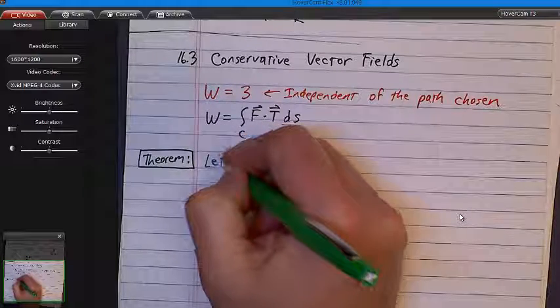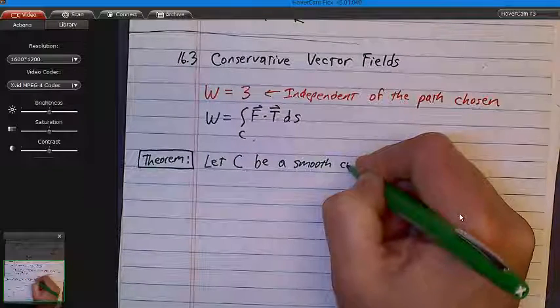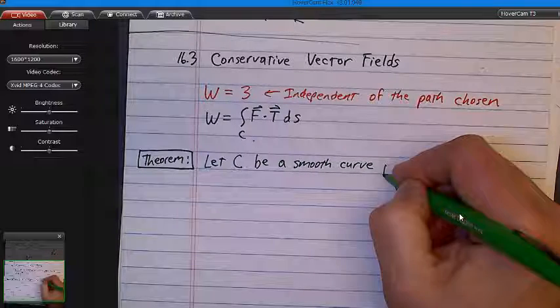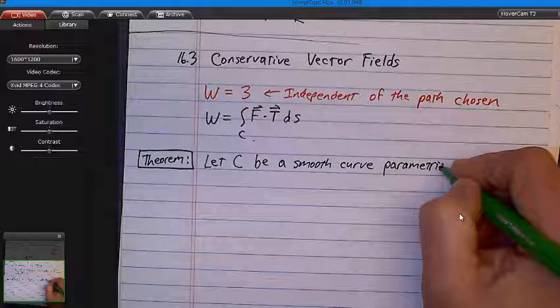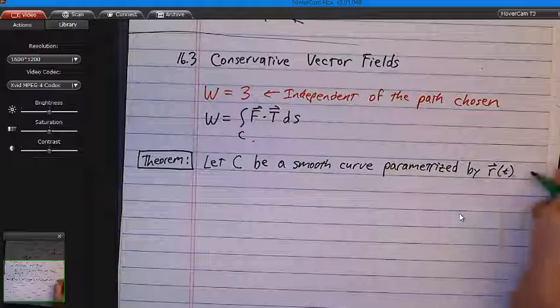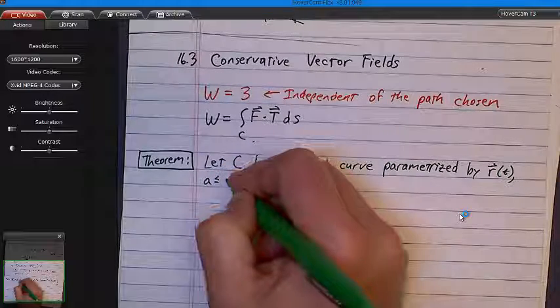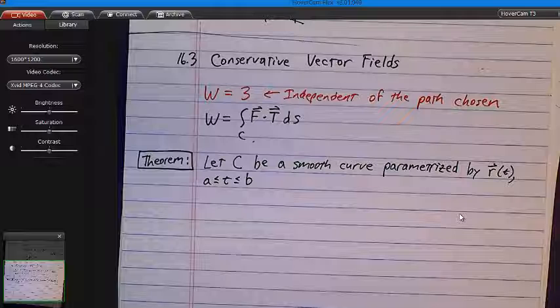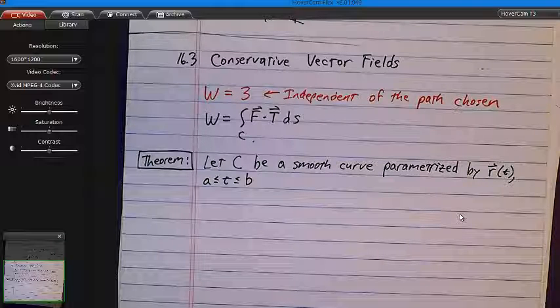So here I go. Let C be a smooth curve. What do I mean by smooth? No cusps is a nice way to say it. The derivative exists, right? Parameterized by, we've been using r, so let's stick with r of t, and let's say that I want t to go between a and b. So for you guys, I think most of the time you had t going between 0 and 1, right, in the examples I saw? So all of those examples then would take you from (0,0) to (1,1). So that's one of the reasons I picked the point (1,1) as our endpoint, right?